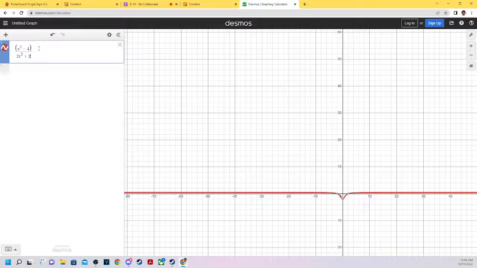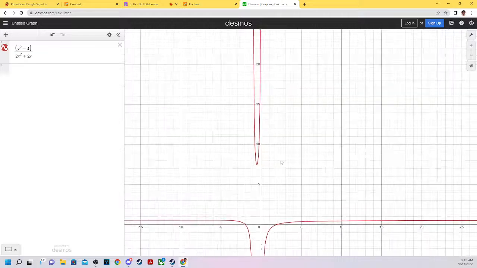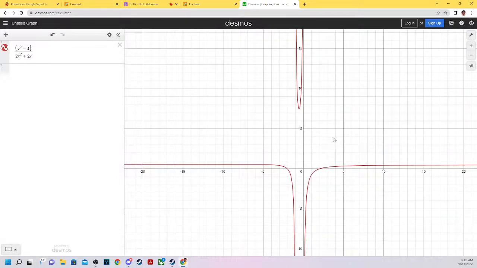So let's see. Did I do something wrong? What was my function? 2x plus 2x. Sorry. There we go. Now it looks like that. It's not exactly, we didn't get it perfectly exact, but we have the rough idea.